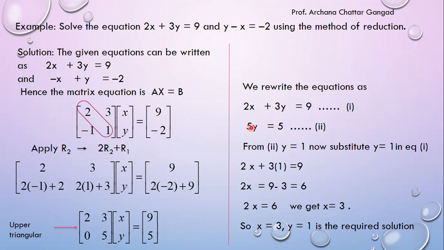Solve the equation 2, y is equal to 1. After simplification, substitute this value y equal to 1 in equation number 1. So what we get? 2x plus 3 into 1 is equal to 9. So after simplification of this equation, we get x is equal to 3. So that is our required solution, x is equal to 3 and y is equal to 1. I hope you understand this first problem. It is very easy, just we have to reduce the coefficient matrix to upper triangular matrix.